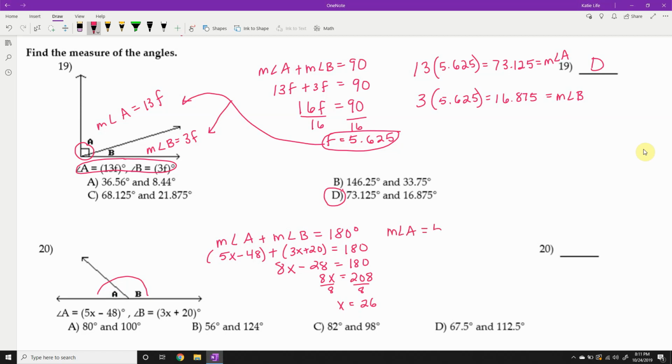Measure of angle A is 5 times x is 26, minus 48, and this will be 82 degrees. The measure of angle B is 3 times x, which is again 26, plus 20, and this will end up being 98 degrees. So 82 degrees, 98 degrees, that is going to be C. 20 is C.